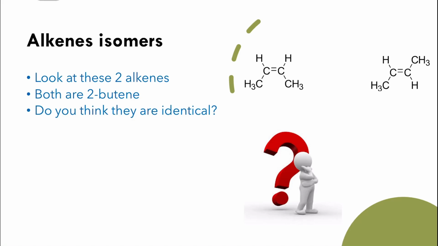Let's talk now about isomers of alkenes. Have a look at these two alkenes in front of you. Each of these two alkenes has four carbon atoms, 1, 2, 3, 4, and 1, 2, 3, 4. The double bond is on carbon number 2, so both of these are called 2-butene.